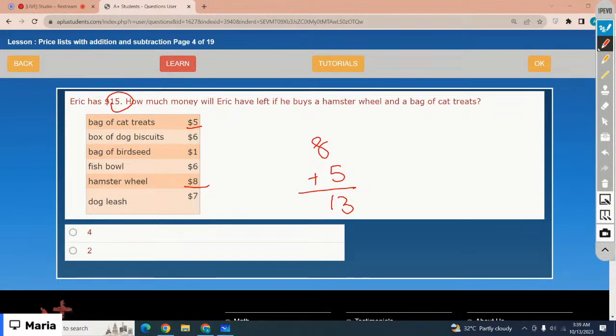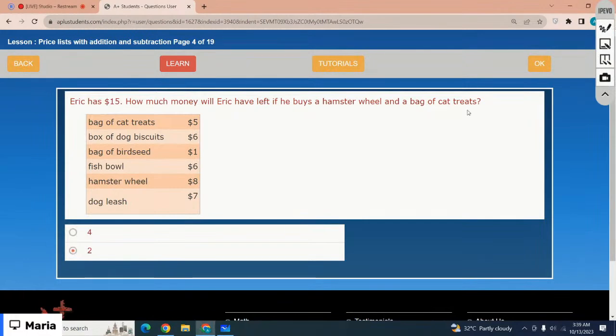The correct option is... no, no. You need to see how much money you have left after buying the hamster wheel and the bag of cat treats. These two things cost $13, right? Yes, that means he is left with $2 after buying these things. So he still has $2. The correct option is 2.